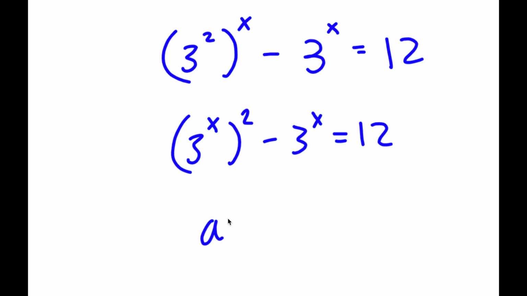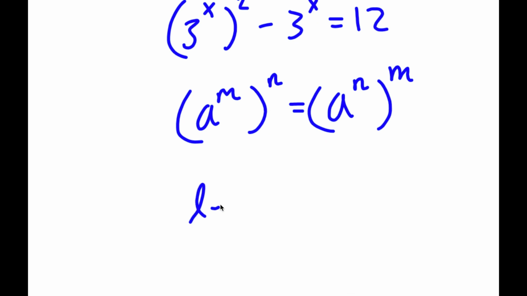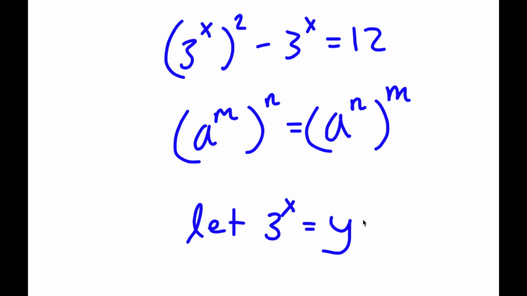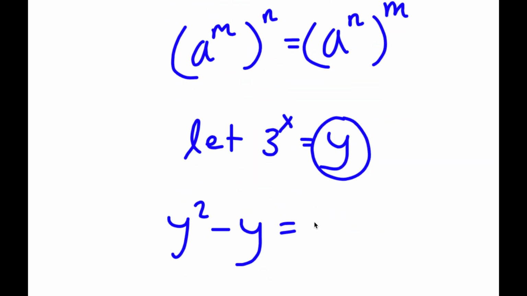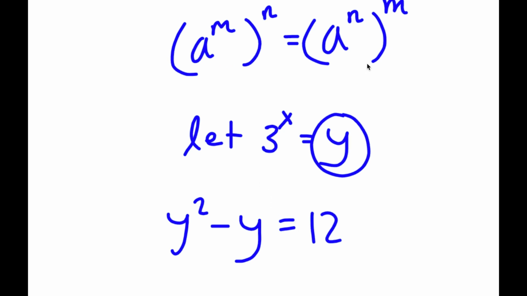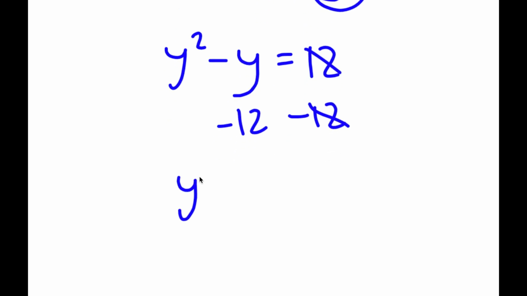Because if I have something in the form a to the power of m to the power of n, this is also equal to a to the power of n to the power of m. So now I'm going to let 3 to the power of x equal to the variable y. So now if I substitute in y for 3 to the power of x, I get y squared minus y is equal to 12. Now I'm going to subtract 12 on both sides, so then these two cancel out, and I get y squared minus y minus 12 is equal to 0.